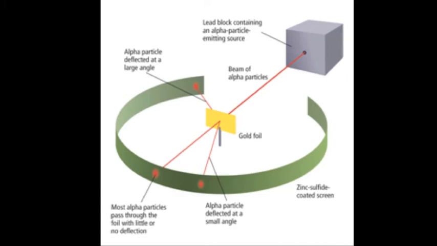When these alpha particles struck the gold foil, you'd see a flash of light produced on this coated screen surrounding the foil. As you can see in the picture here, you have the circular screen, and then the gold foil in the middle, and then that block on the other end is just the alpha particle emitting source. So it's the thing that's shooting out the alpha particles. And what happened was they noted where these flashes occurred.